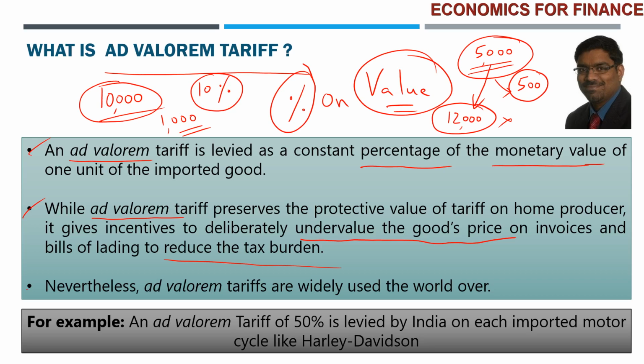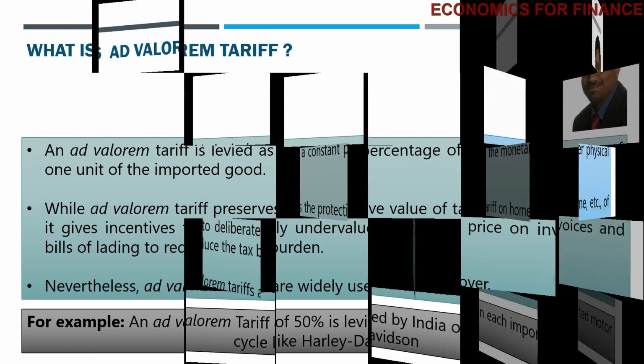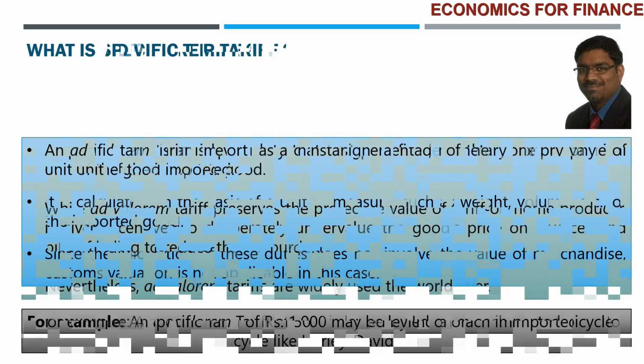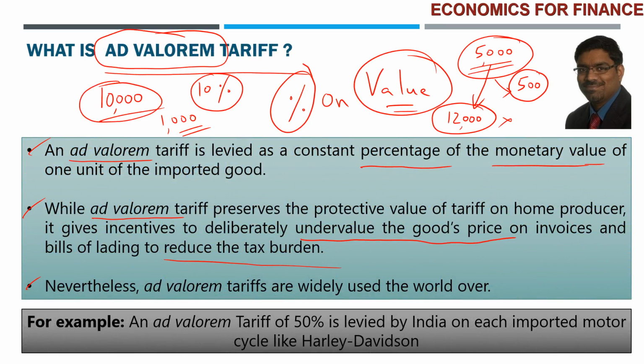But still, in spite of this, ad valorem tariffs are widely used the world over. In general, once again, if no name is mentioned, if just the word duty, customs duty or tariff is used, we should understand we are talking about ad valorem only. So this is tariff basically. If no other prefix is there, just tariff is the word used, that means automatically it is ad valorem tariff. Specific tariff is not a very popular measure, of course. That is also a possible measure, but not a popular measure. We should know both because we can get questions from any of them.